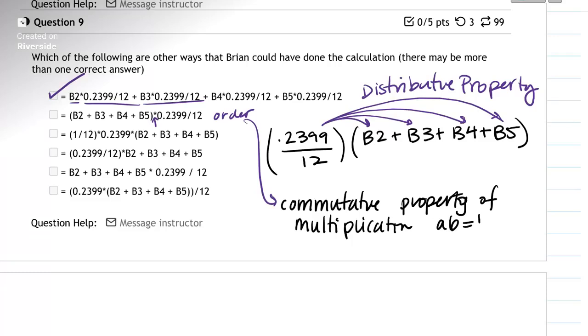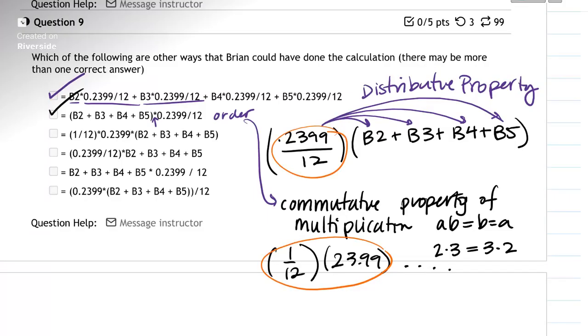A times B equals B times A. 2 times 3 is equal to the same result as 3 times 2. So if I swap the order, it doesn't matter. Now, if I look at what has happened, the 12 has been factored out. So it's 1/12 times 20, and that's just a fraction property. You can move the numerator and the denominator around. So this one is true.